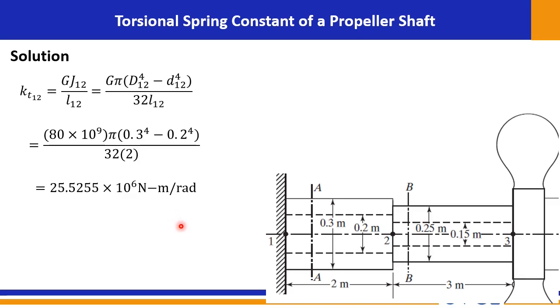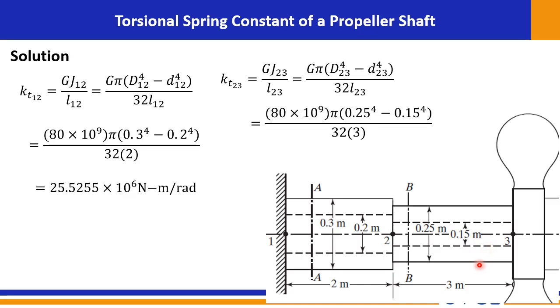Newton meter per radian. In a similar fashion, we calculate for section 2-3. Substituting the known values given in this figure, that is section length is 3 meters, outer diameter is 0.25 meter, inner diameter is 0.15 meter, and the shear modulus is the same for both sections. If we substitute, we will get 8.9012 times 10 to the power of 6 Newton meter per radian.